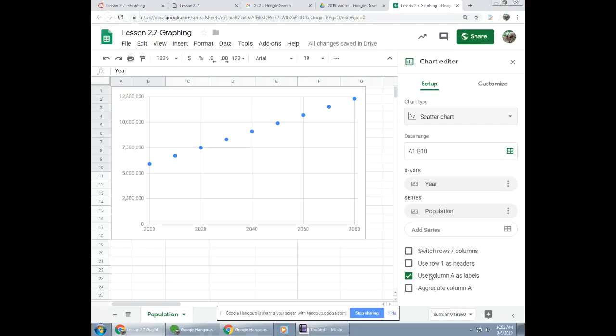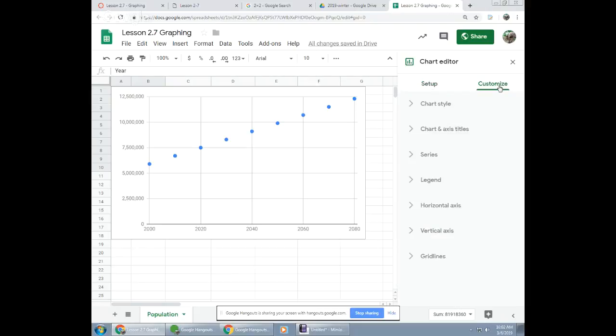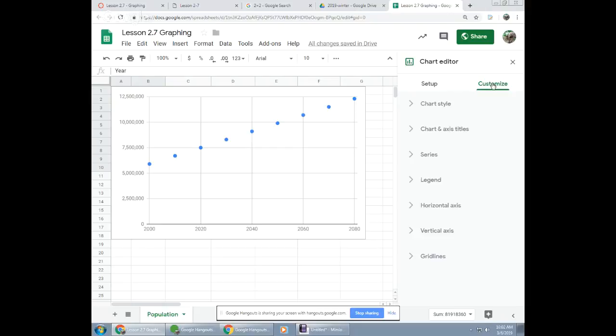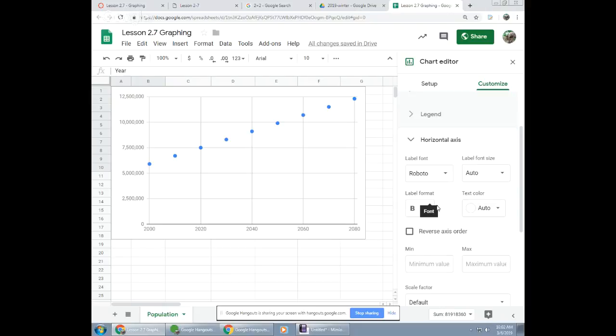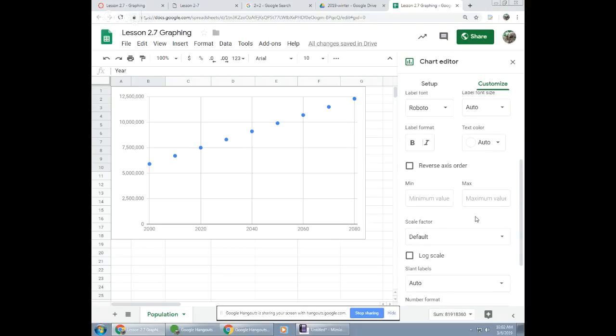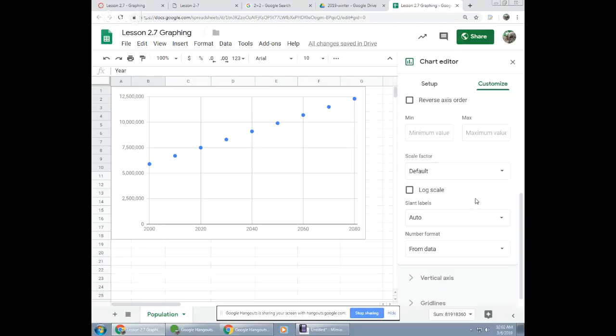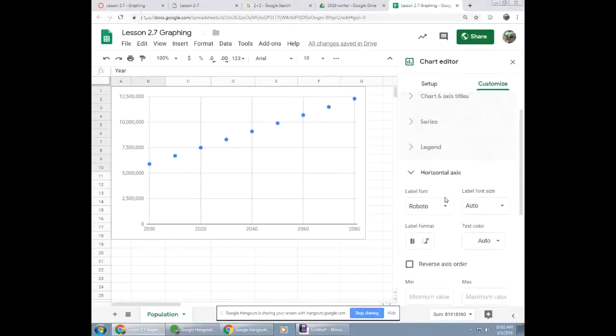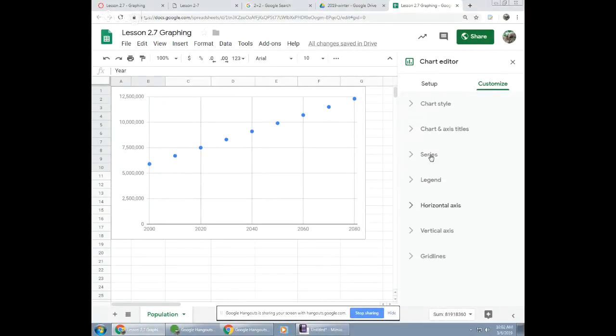Okay. So underneath it says use column A as labels. That means 2000, 2020, 2040, and so on. So I'm going to do that slightly differently. The next thing we're going to do is go to Customize. Over in Setup, we switch over to the Customize tab. And then here, let's see, I think I want to jump down to horizontal axis. It's always changing. It's not horizontal axis, maybe it's series.